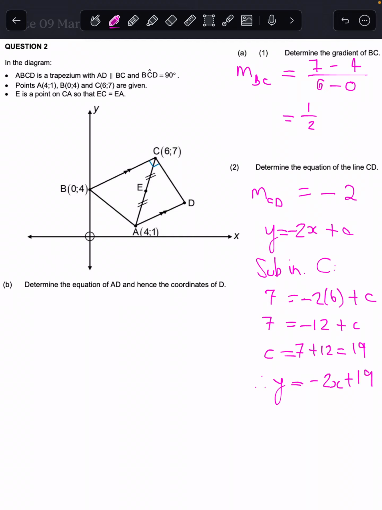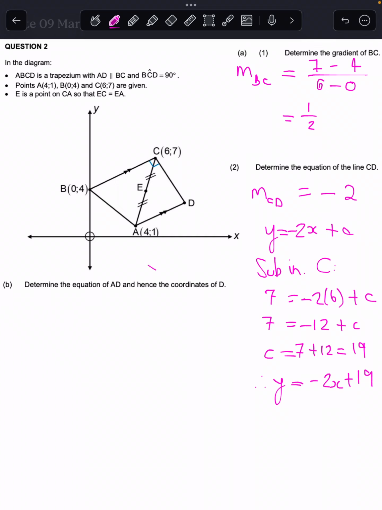Okay, let me just double check with the memo as we go, so that if I make a big mistake, I can catch myself sooner rather than later. So question 2.1, the gradient is a half, and question 2.2, y is equal to negative 2x plus 19. Lovely. Next question says, determine the equation of AD.